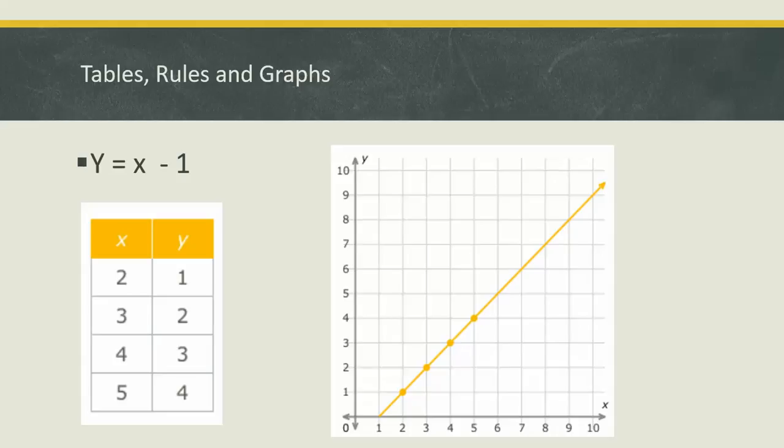Welcome. In this assignment, we'll be looking at how linear patterns can be shown as tables, rules, and graphs.